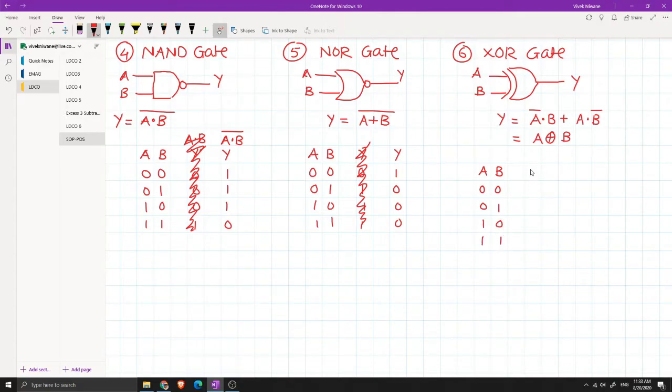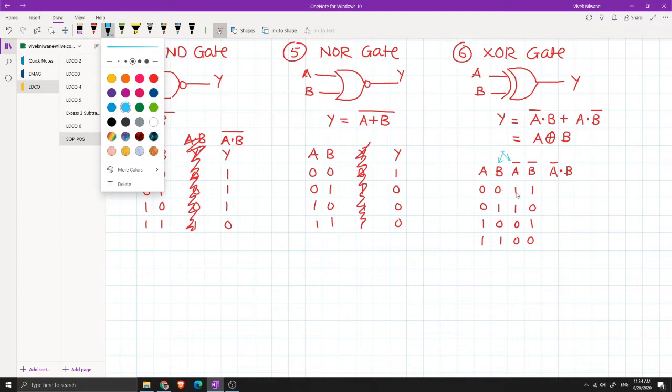First, let us write down A bar and B bar also. A bar will be the complement of A, so 0 0 1 1 will be represented as 1 1 0 0. B bar will be the complement of B, so 0 1 0 1 will be represented as 1 0 1 0. Next we want to perform A bar dot B. Right now we are performing A bar dot B.